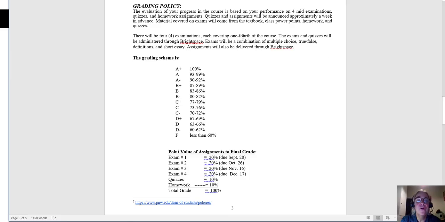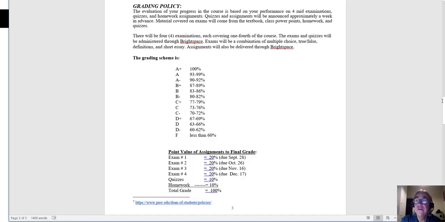Here's the grading policy. There are 4 exams throughout the semester. We have nearly weekly quizzes and weekly homework assignments. Here's the grading scheme. If you get a 93 to 99, you'll get an A. If you get 100%, you get an A plus, A minus is 90 to 92, and so forth all the way down the line. If a whole bunch of people have about an 89.3, I might make that an A minus. So this is as rigorous as it would possibly be. It could be relaxed a little bit from this.